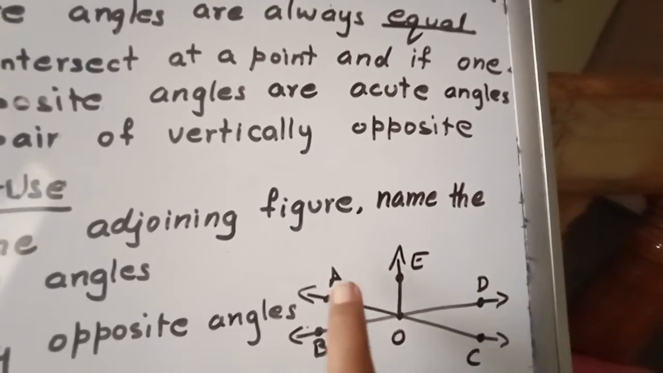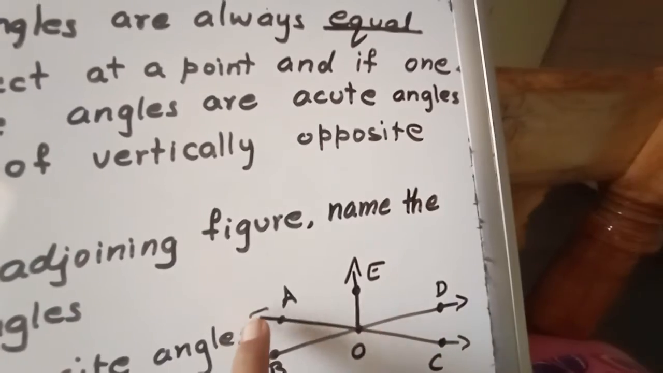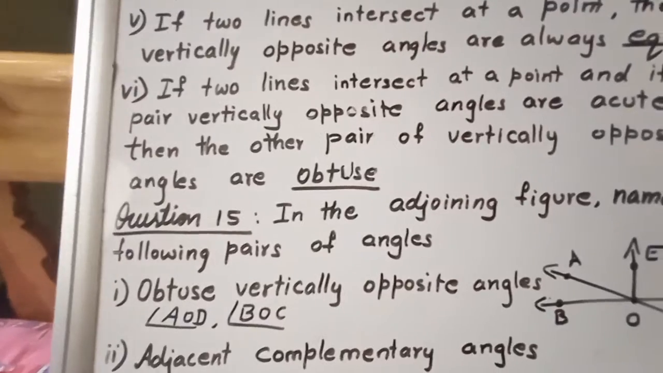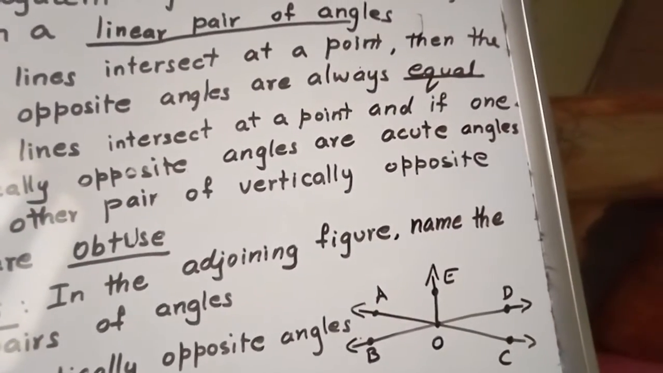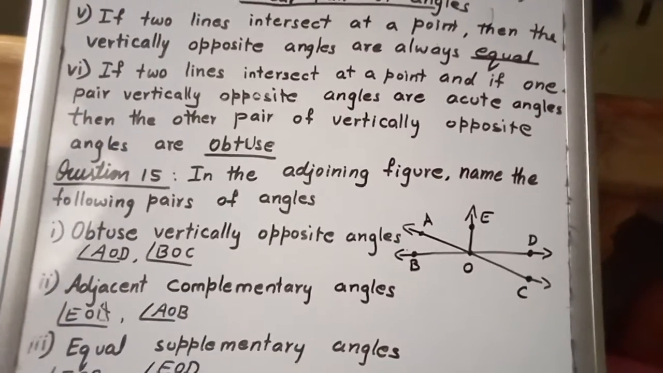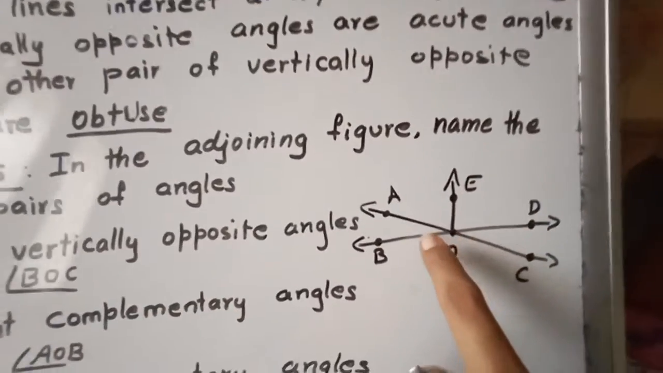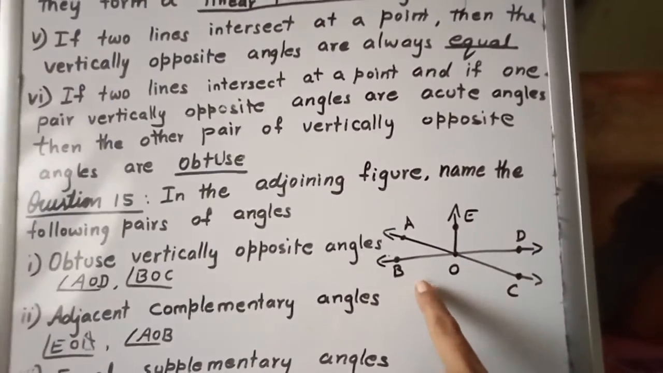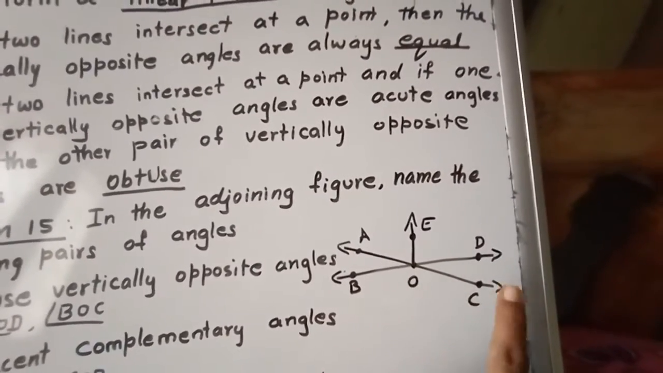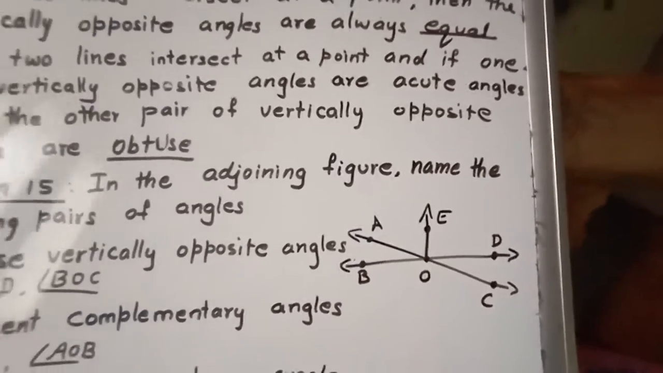Here EOA: O is the common vertex, OA is the common arm. So it becomes the adjacent angle. You can write the answer EOA, AOB. Now equal supplementary angle. Equal supplementary means EOB and EOD, AOB. These are the equal supplementary angles.